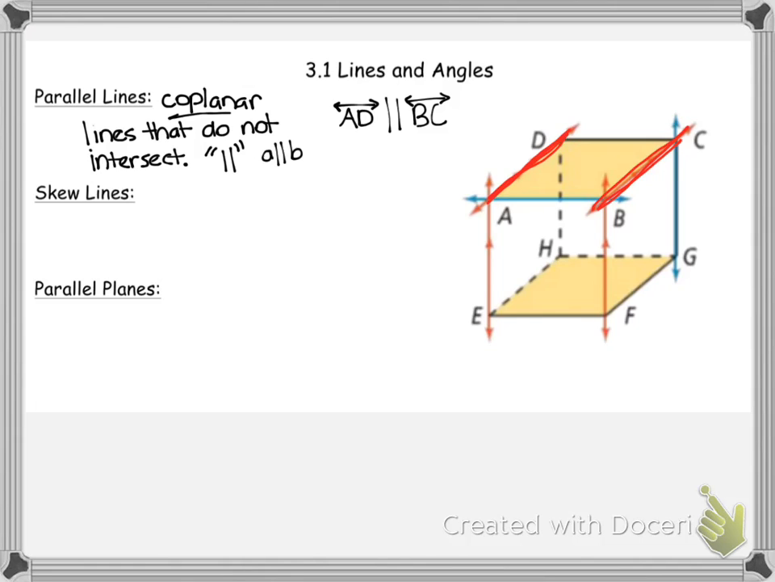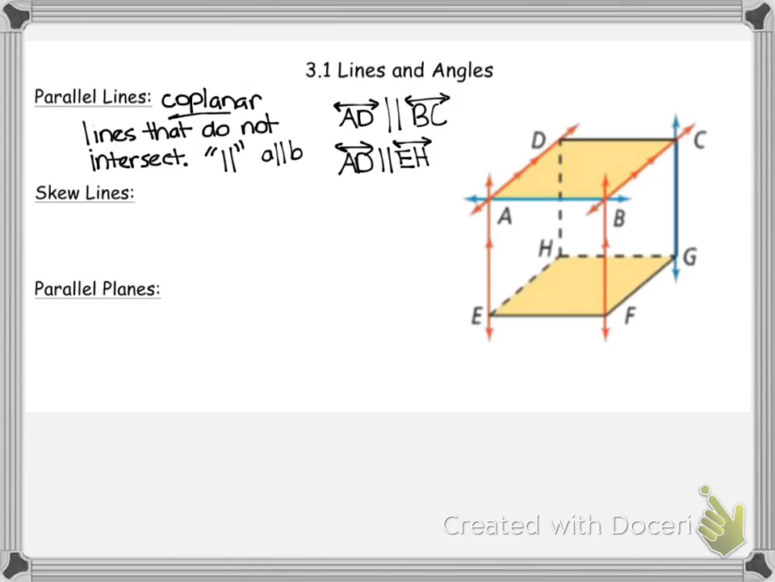And we could also say, if you look down here at EH, they are coplanar, they're on that side plane, and they also don't touch. So we could also say that AD is parallel to EH. All right, so that's what it means for lines to be parallel. They are on the same plane and they don't touch.